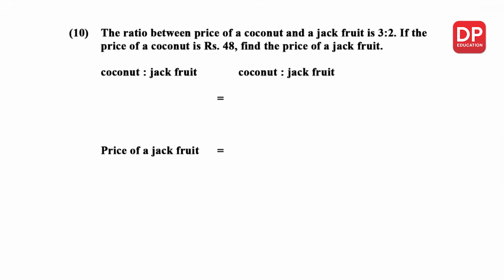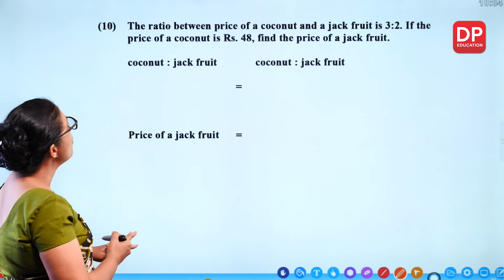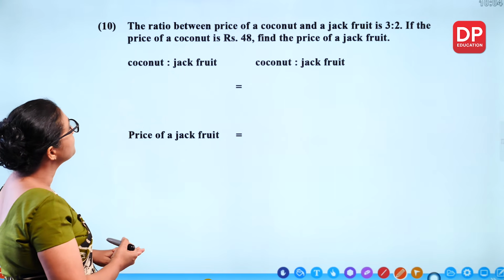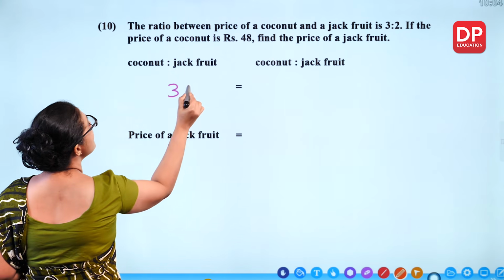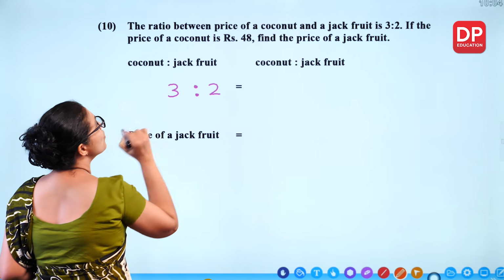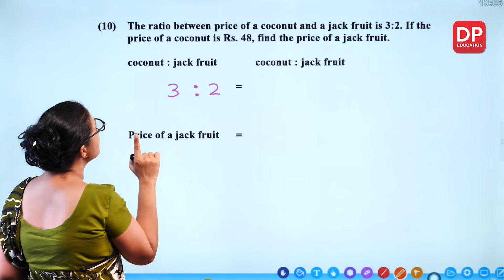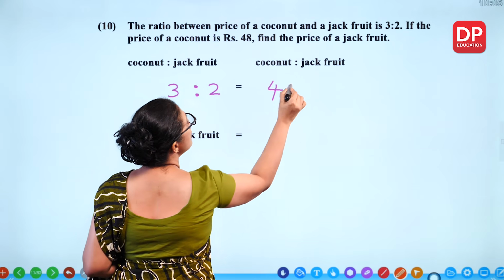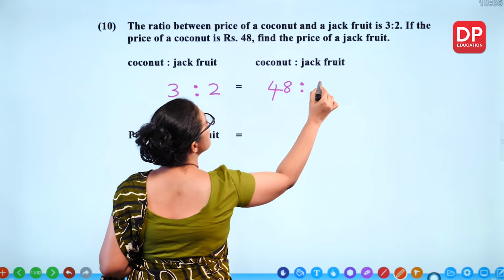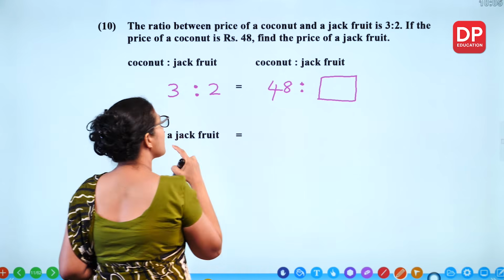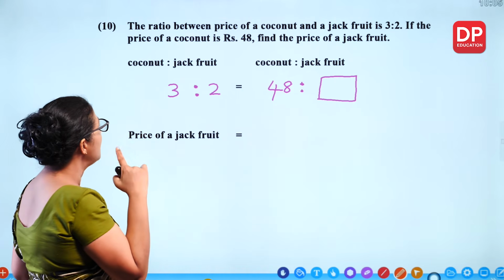Look at this problem. The ratio between price of a coconut and a jackfruit is 3 to 2. If the price of a coconut is 48, find the price of a jackfruit. So what's the ratio, coconut to jackfruit? 3 to 2. The price of a coconut is 48. You need to find out this value. How do we get that value? Look carefully.